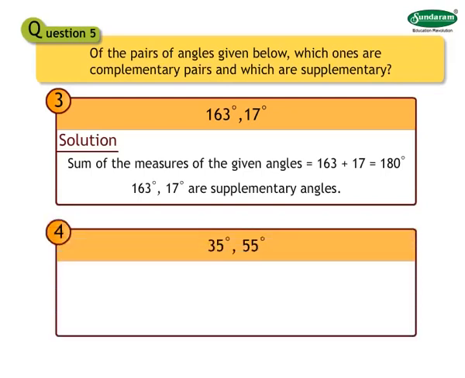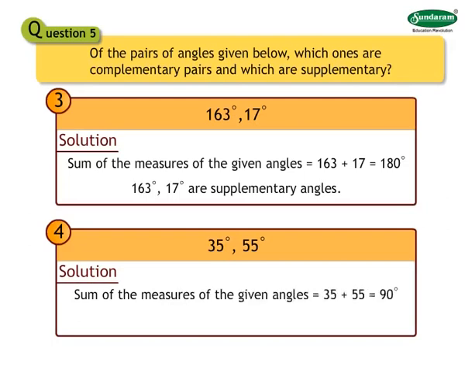Number 4. 35 degrees, 55 degrees. Solution. Sum of the measures of the given angles is 35 plus 55, which is equal to 90 degrees. Therefore, 35 degrees and 55 degrees are complementary angles.